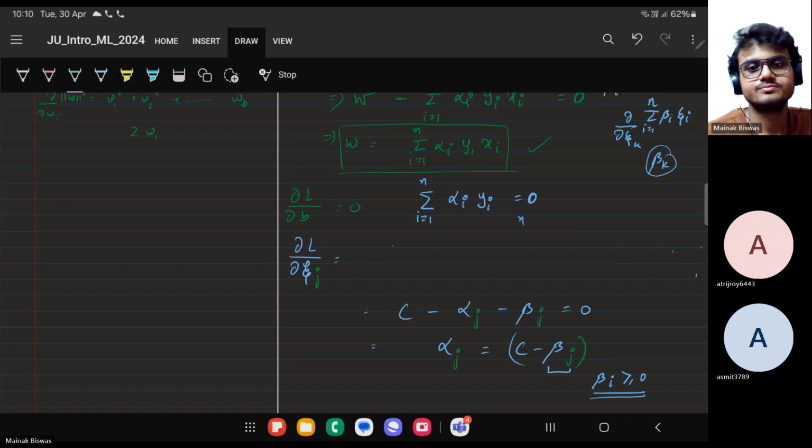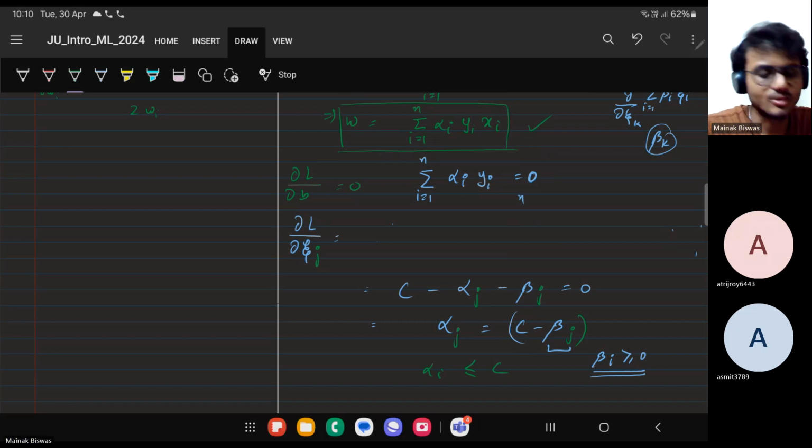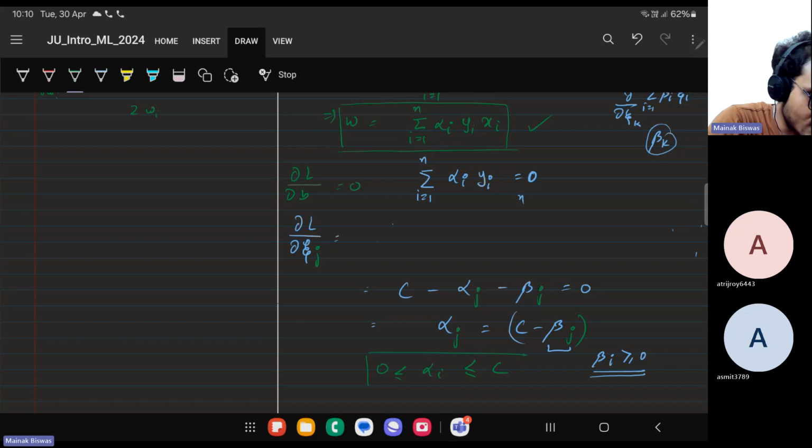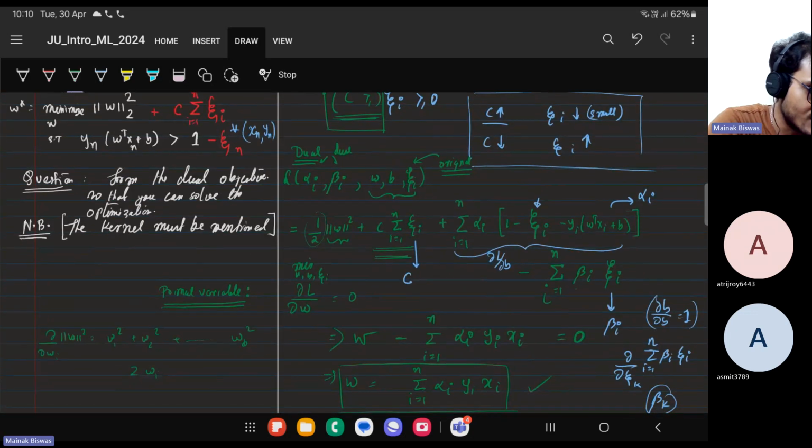Yes. So beta I has to be greater than 0, which means alpha I has to be less than C. Correct? So alpha I has to be between 0 and C. This is one constraint I know now. I'll use this constraint later on, so I'm just circling it. Beta I has to be greater than 0, yes or no? Because we have defined them to be greater than 0, because they are Lagrangian multipliers. Alpha I greater than 0, beta I greater than 0, right? Lagrangian multipliers always have to be greater than or equal to 0.